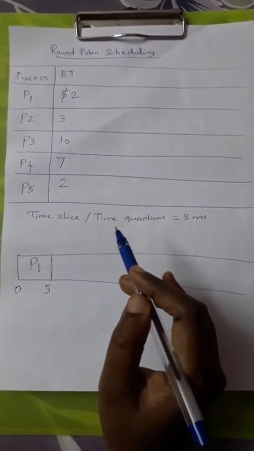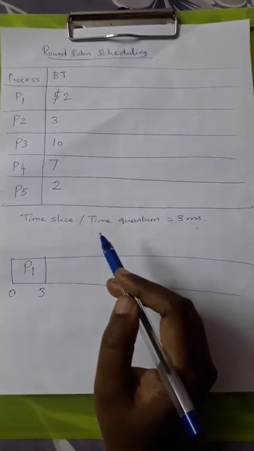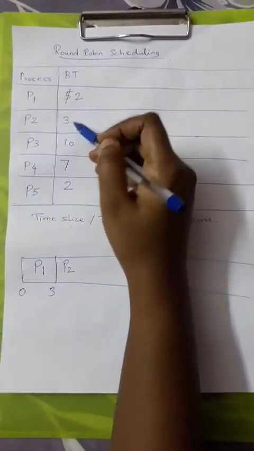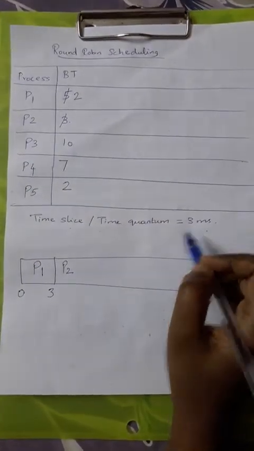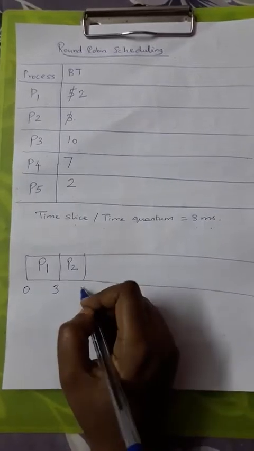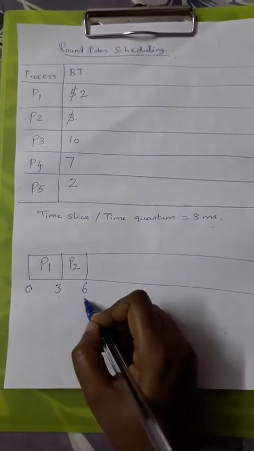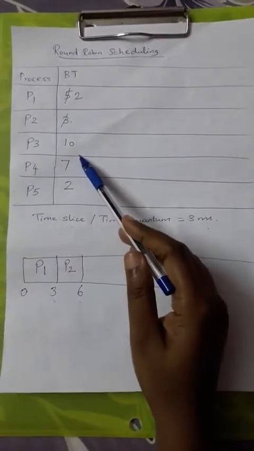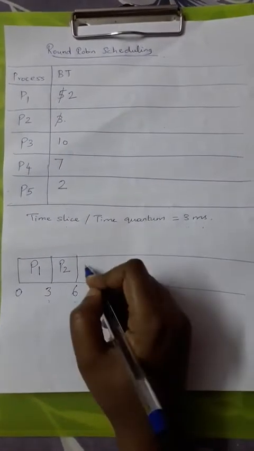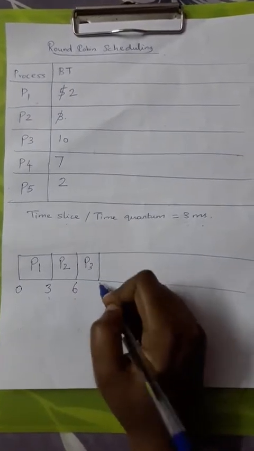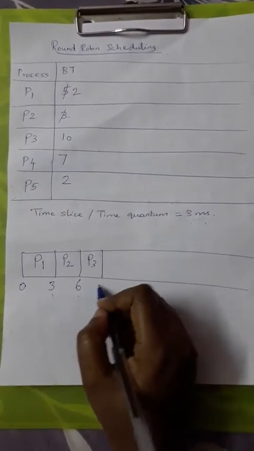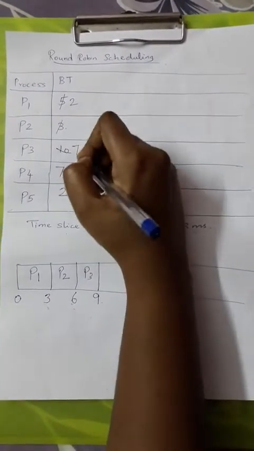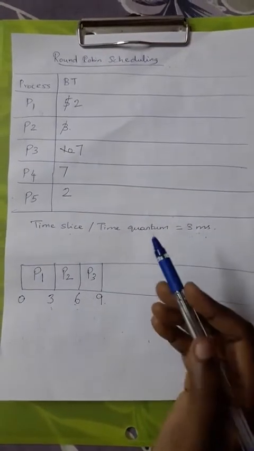At the next time slice we will execute the remaining part. Next, process P2. This process P2 has a burst time of 3 millisecond only and the time slice is also 3 millisecond. So its execution goes 3 plus 3, it is 6. Next process is P3. P3 can also execute only 3 millisecond because the time slice is 3 millisecond. That is 6 plus 3, 9. Here the remaining 7 millisecond have to be executed for process P3.